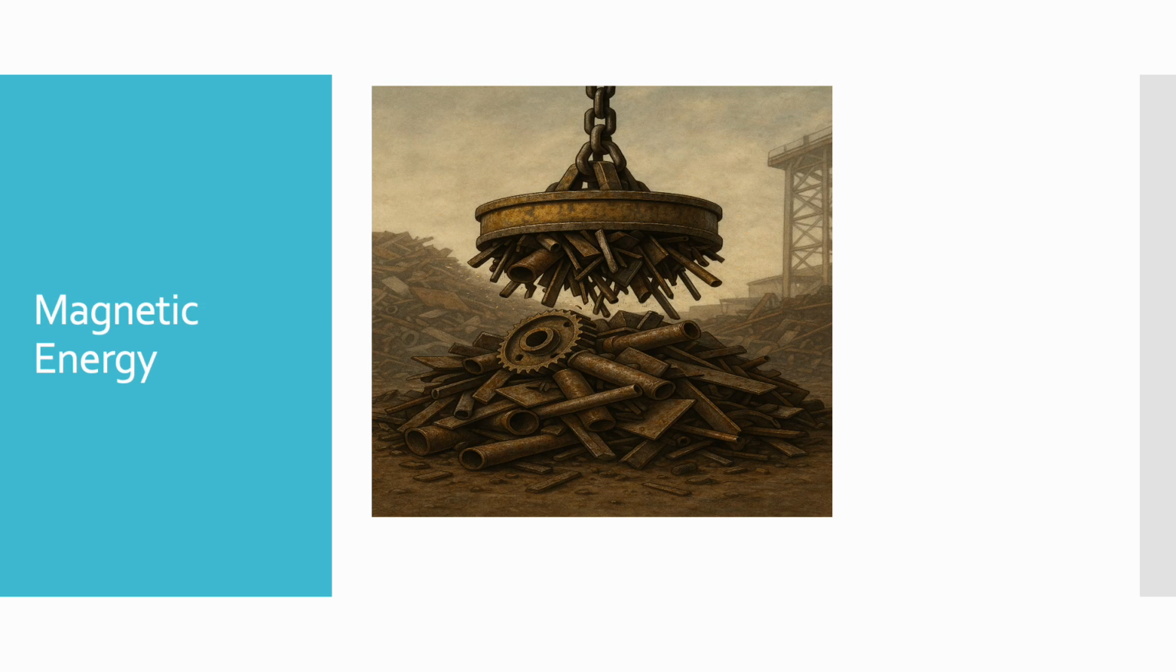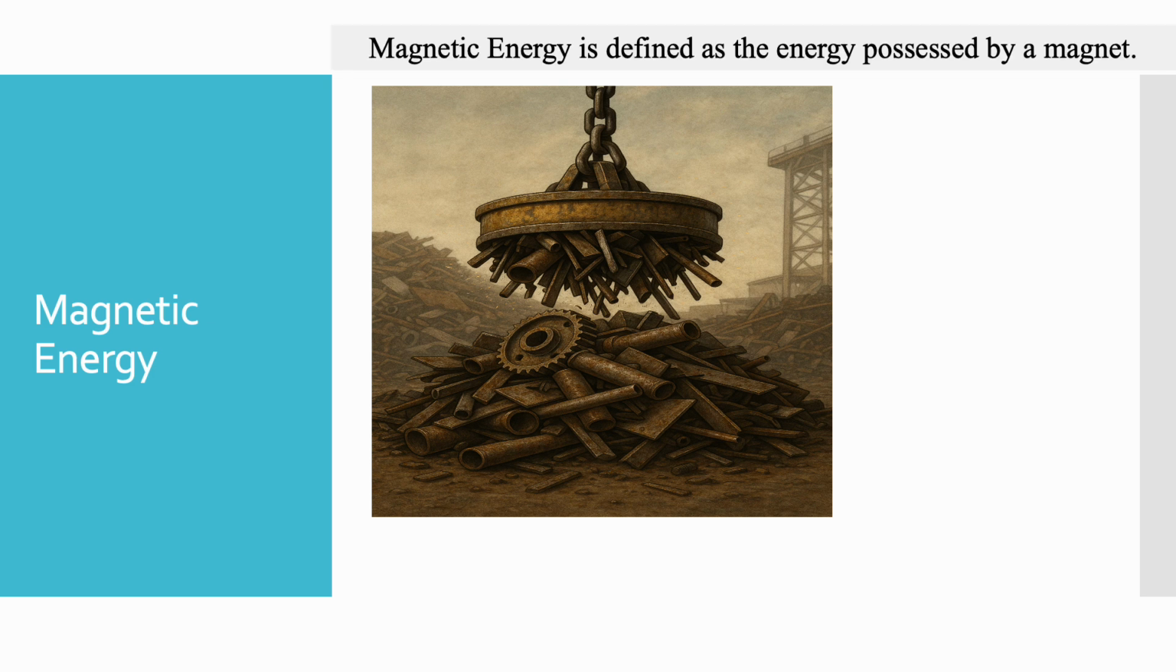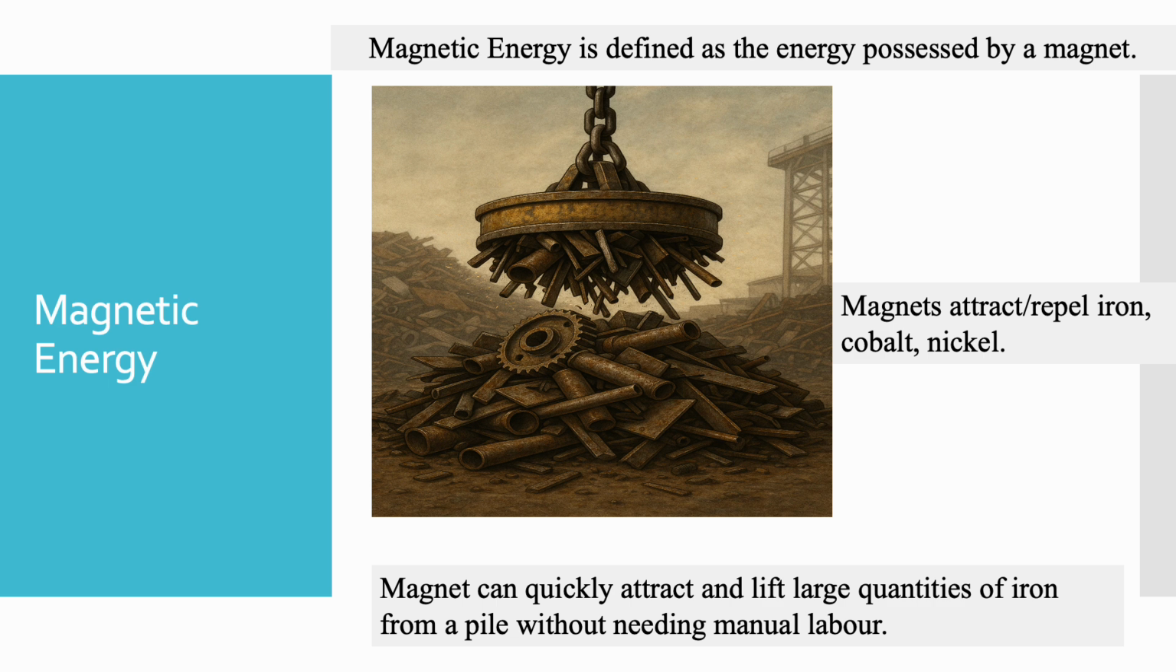Magnetic energy is the energy possessed by a magnet. Magnets can attract certain metals like iron, cobalt, and nickel. This energy is used in machines to move and lift heavy objects without manual effort. Magnetic energy is also used in devices like electric motors, speakers, and medical machines such as MRI scanners.